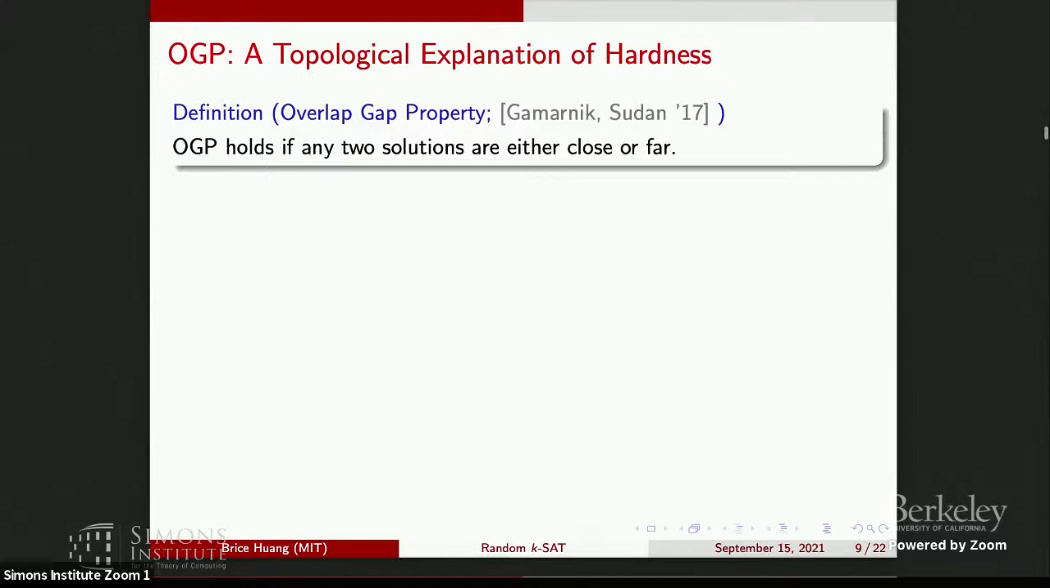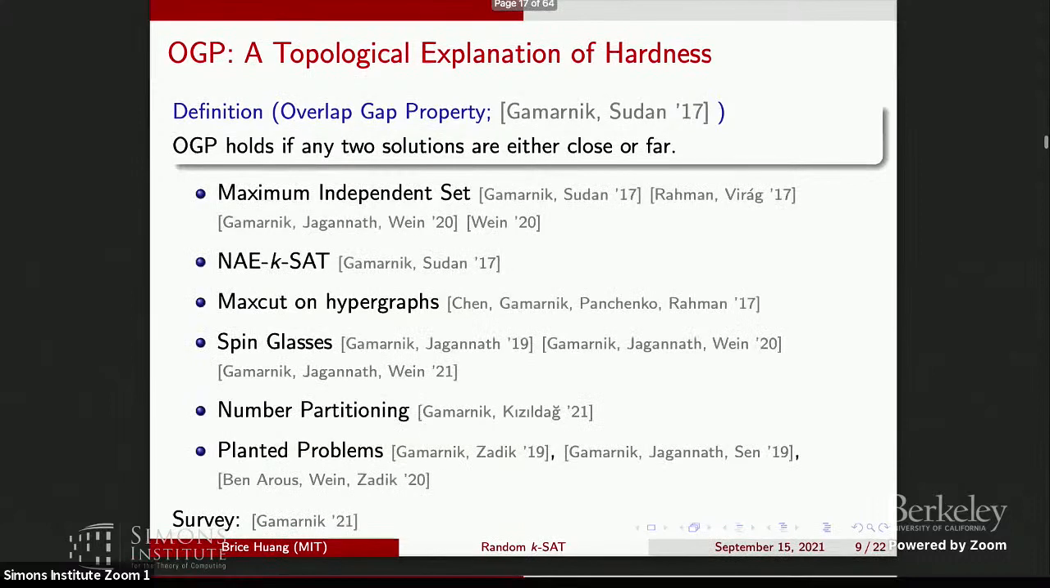We'll prove this result using the overlap gap property, which is one formalization of the clustering phenomenon. So the overlap gap property holds if in your solution space, any 2 solutions are either close or far. Think of close as meaning in the same cluster and far as meaning in different clusters. Recently, the overlap gap property has emerged as a general topological explanation of hardness. And for a lot of average case problems, there's been a lot of work, much of which is by people in this room, showing that the overlap gap property implies various classes of algorithms fail.